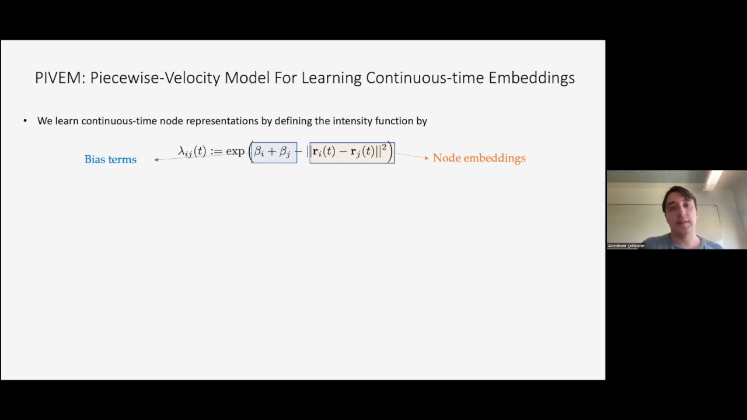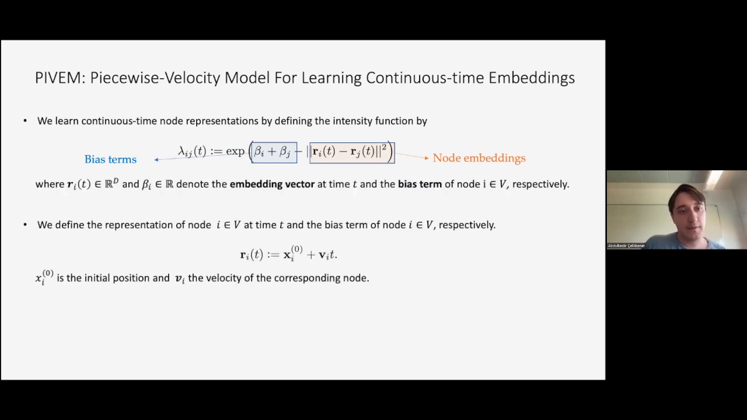For instance, for a given interval, if there are a high number of interactions between nodes i and j, then lambda should be high, so we should closely position these nodes i and j in the embedding space. If there is no interaction for a given interval, then lambda should be small, and to make it small, we will position these nodes far away from each other in the embedding space for this time interval.